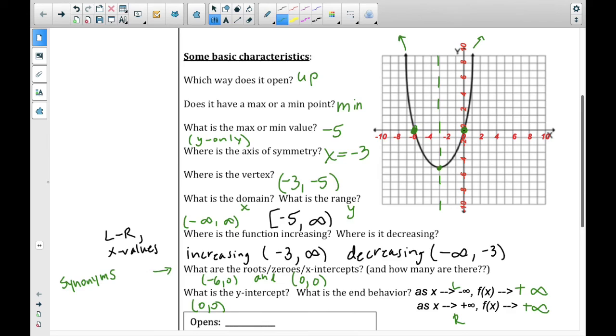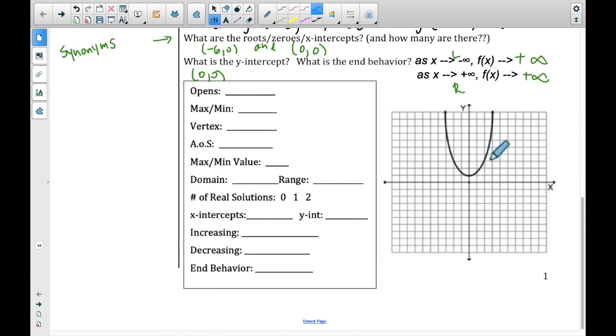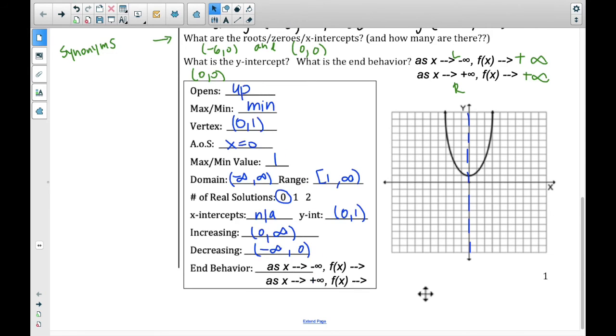Let's look at an example. Okay, you can take a second to look at this and fill in as many of these as you can. Will you pause the video here and see what you can fill in? Okay, let's see what you came up with.